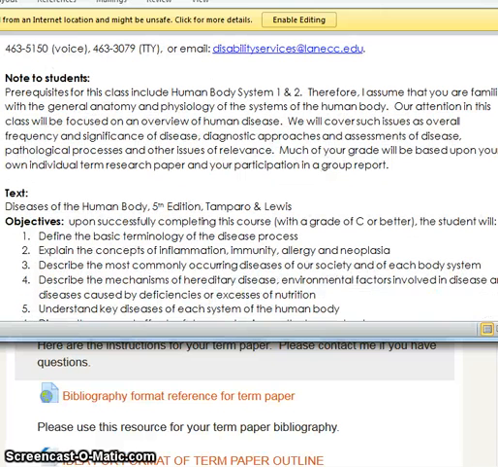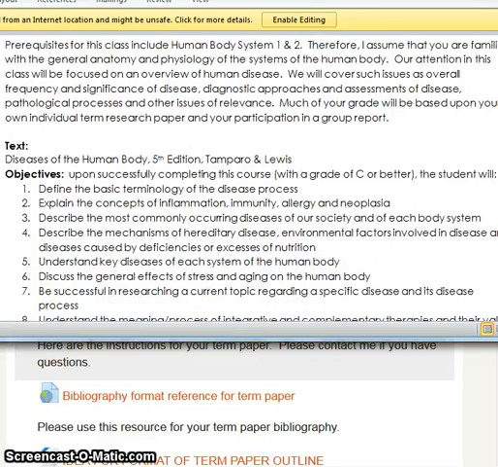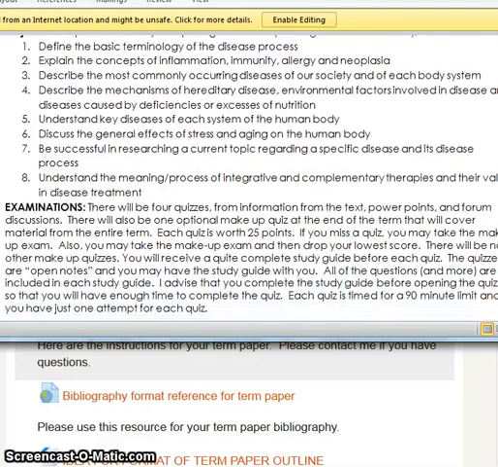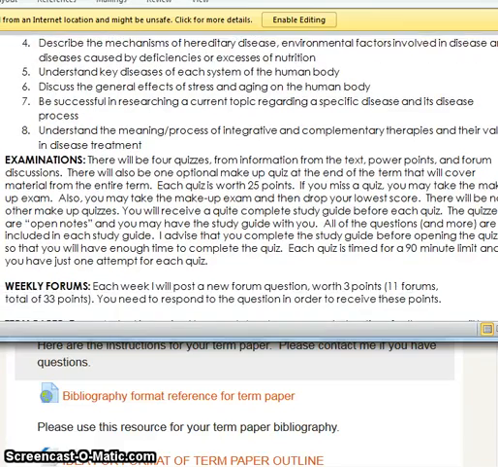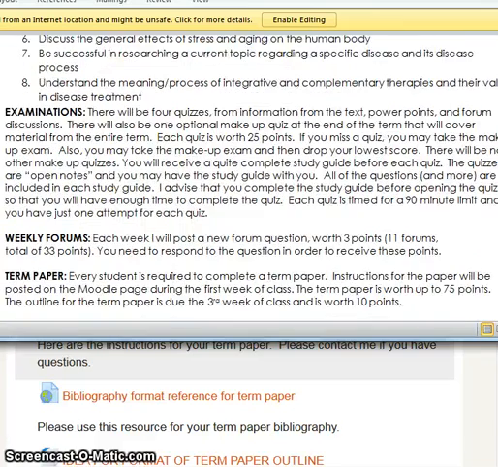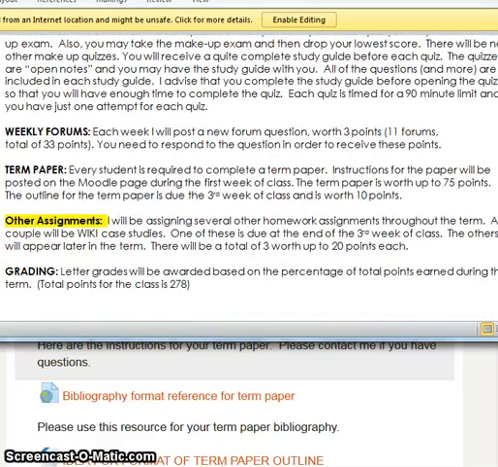We have a new textbook this year. I have not used this textbook before, but I like some of the new things that it includes. Here are some of the objectives. Here is an explanation of the class and the exams. Here's some information about the term paper. Note here other assignments. I will be assigning several other homework assignments throughout the term.